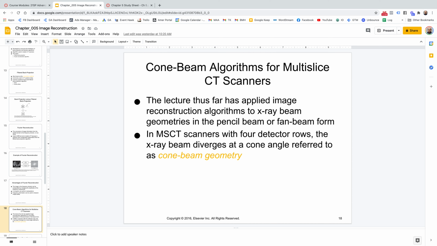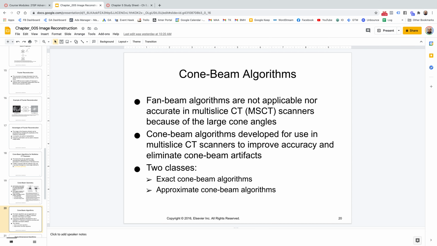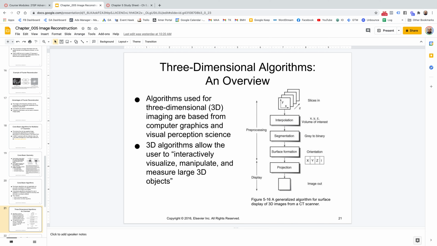Cone beam algorithms for multi-slice. So remember we said in multi-slice CT, we went from like pencil beam to fan beam, and then when we got multiple detectors, we got into cone beam, okay? So cone beam occurs when the beam diverges along the axis of the patient and when you have multiple detectors. You guys can read through this, pretty straightforward stuff you got to memorize.